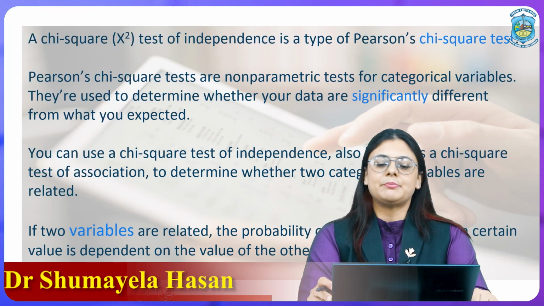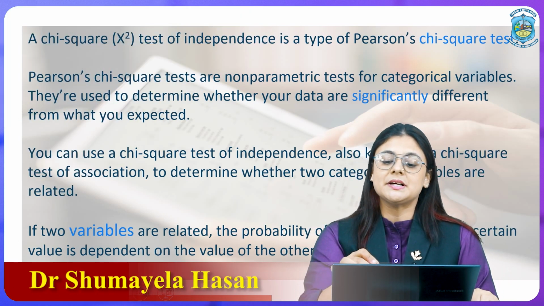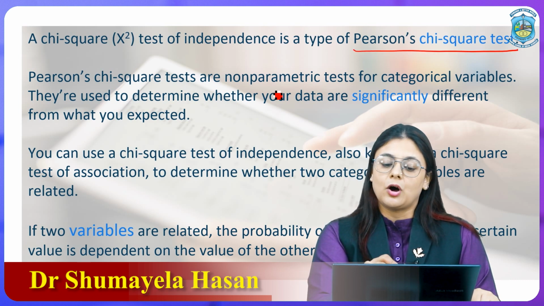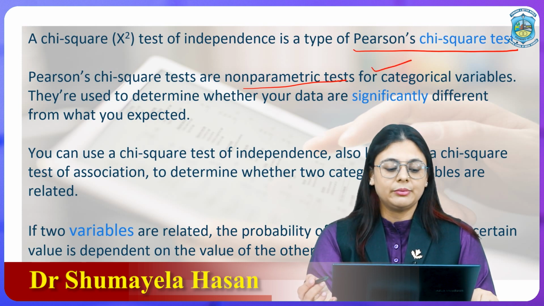Now this was given by Pearson, so in most cases you may find people calling it Pearson's chi-square test also. Now Pearson's chi-square tests are non-parametric tests, as already mentioned, and they are done on categorical variables.